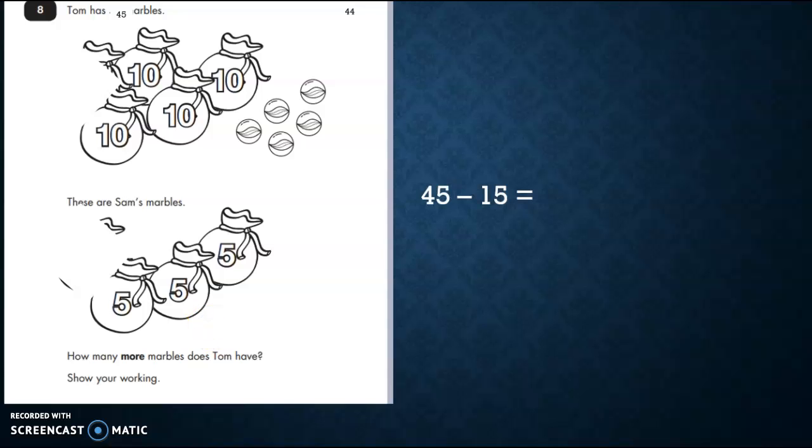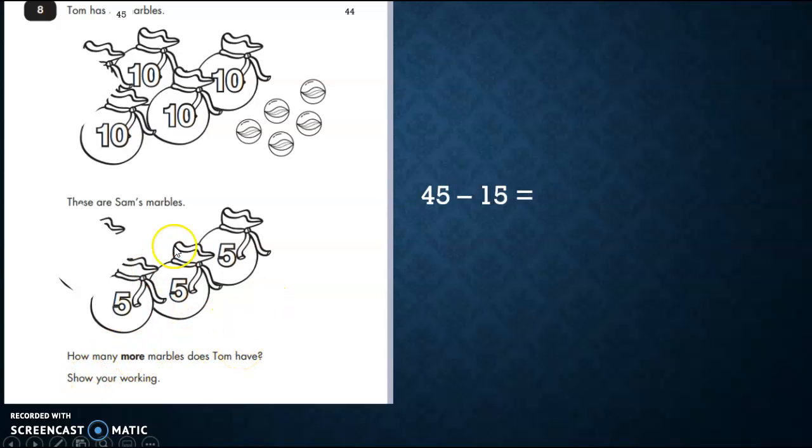So now let's look at some questions that we might see in these papers. We have here that Tom has 45 marbles. So there's the 45 there. These are Sam's marbles. How many more marbles does Tom have?